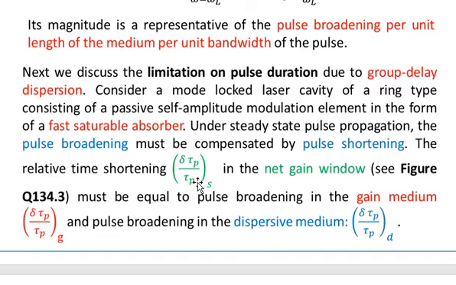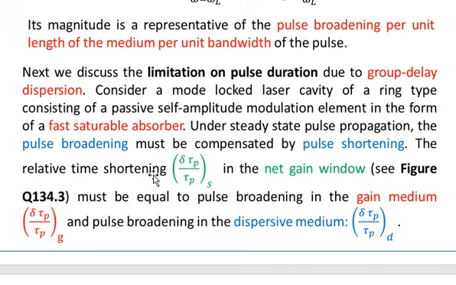The relative time shortening is represented by delta tau p over tau p, where tau p is the time of the pulse peak, and this S stands for the shortening of the pulse. When we place our active medium over active mode locking techniques, we have a window called the net gain window, which has also been explained in one of my previous slides. In the net gain window, this is defined as delta tau p over tau p with a subscript s, which stands for the shortening of the pulse, because the pulse is shortened when it passes through the net gain window. For that, you can consult slide number 134 and figure number 3 there.